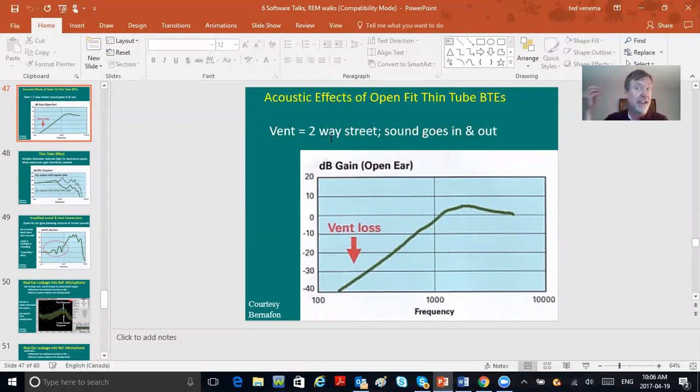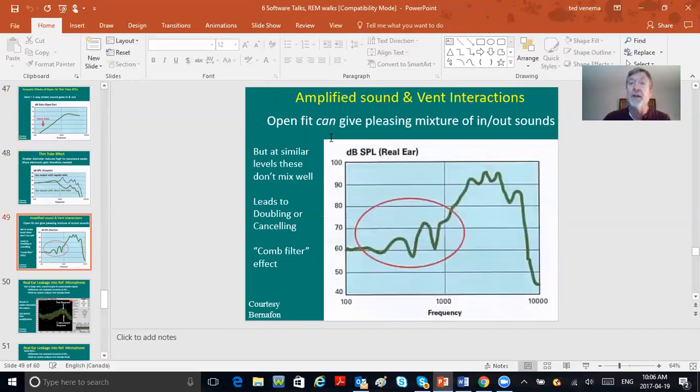Natural sound can leak into the vent, but the vent's purpose is, of course, to let out the lows, right? So sometimes you can get amplified sound and vent interactions. Open fit can give a pleasing mixture of in and out sounds, but at similar levels, these don't mix well. It leads to doubling or canceling. It's called a comb filter effect.